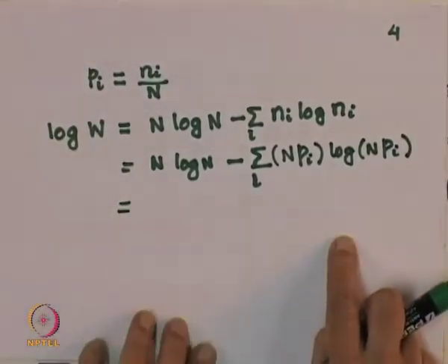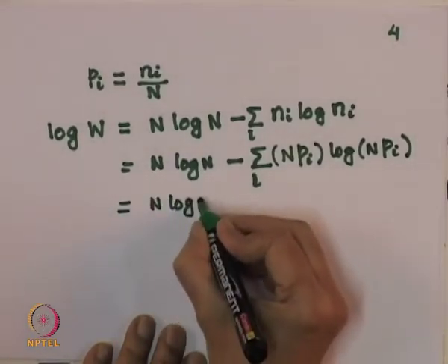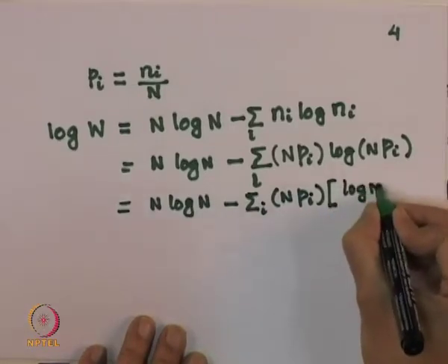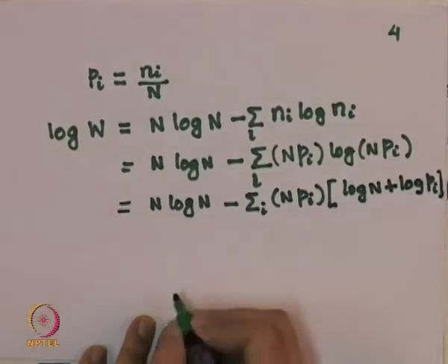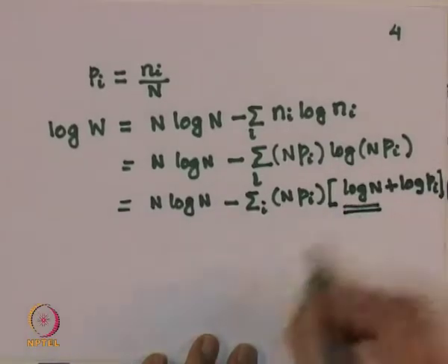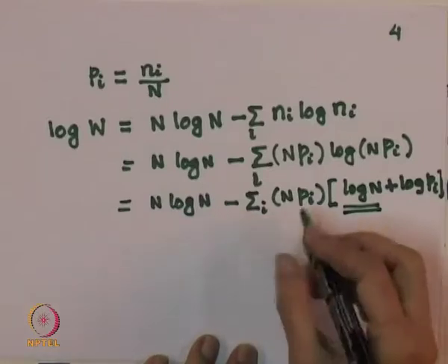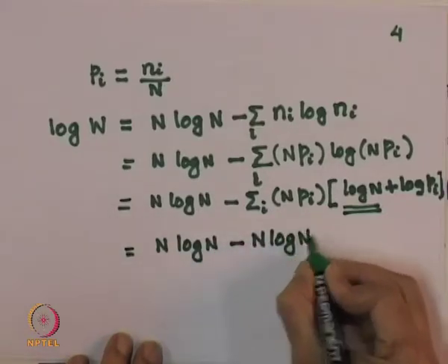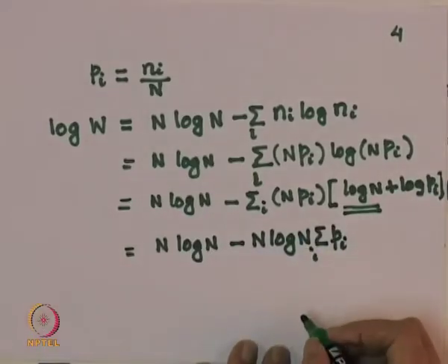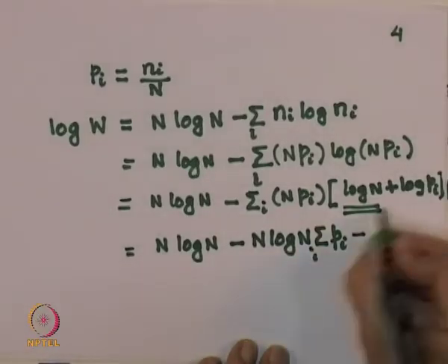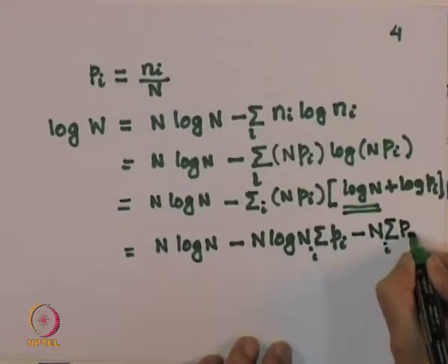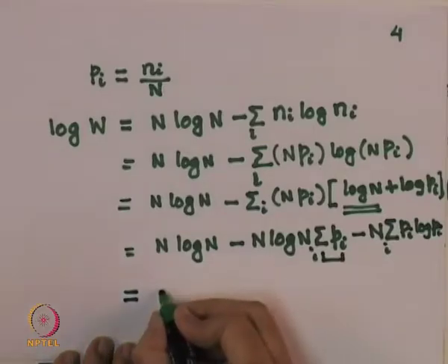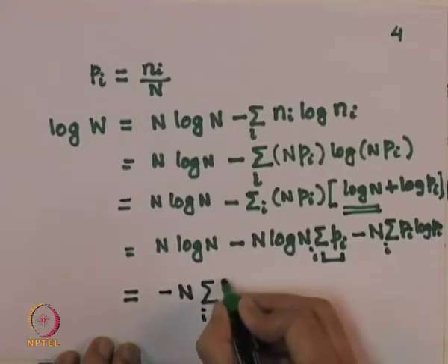Open up the terms there. So, I have n log n minus sum over i of n pi, log of n plus log of pi. So, you notice here log of n does not depend upon i, and capital N also comes out of it. So, the first term is minus n log n, if I take it out, sum over i of pi, but then that must be equal to 1 because it is just the sum of probability, minus n sum over i of pi log pi. So, since sum over i of pi is equal to 1, I can write it as minus n sum over i of pi log pi.